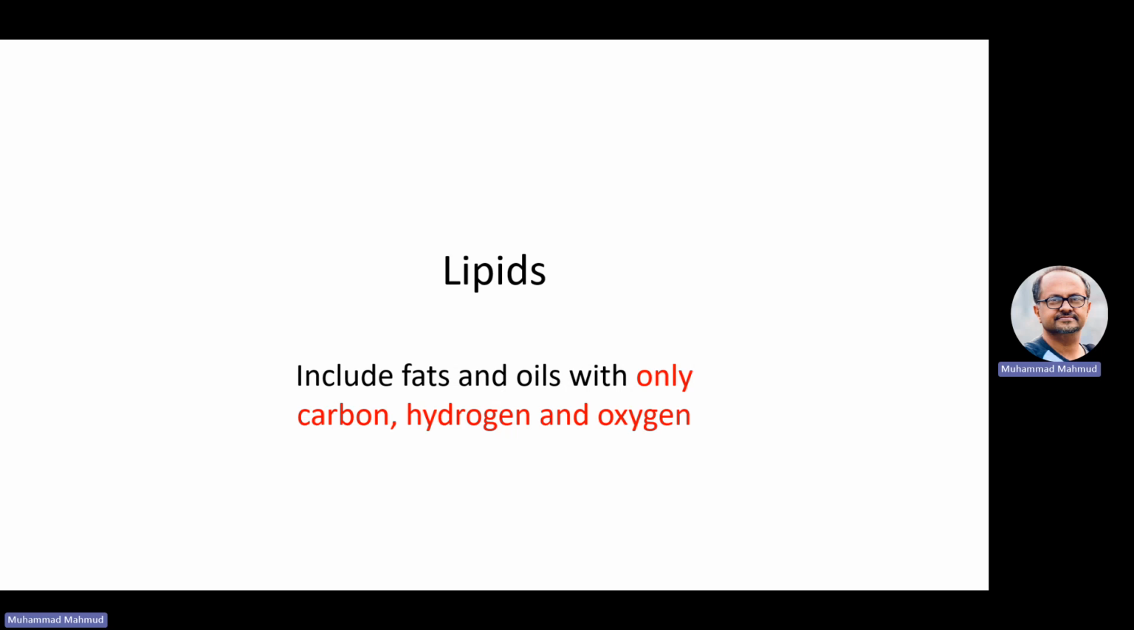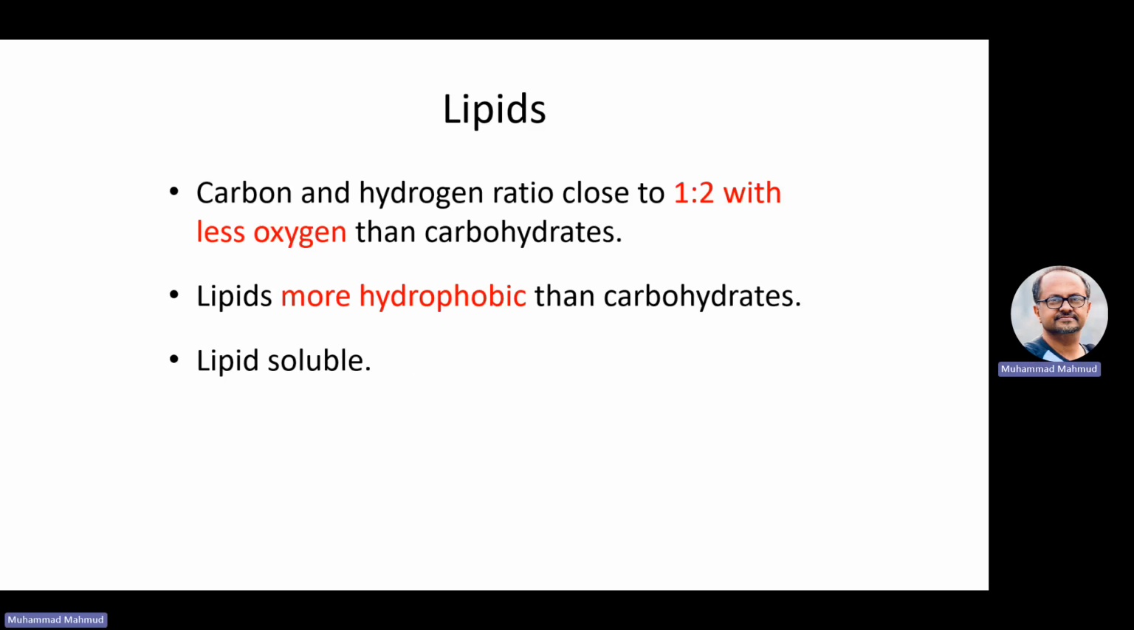Lipids include fats and oils with only carbon, hydrogen, and oxygen. Now, the ratio of carbon and hydrogen is close to 1:2 with less oxygen than carbohydrates. Earlier in lesson 6, you learned that the ratio is 1:1, but here the oxygen ratio will be less than that.